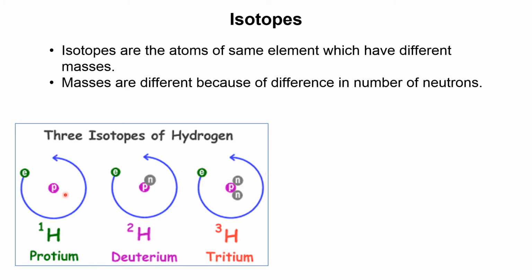Here for H1, that is protium, it is 0. For deuterium, it is 1. And for tritium, there are 2 neutrons. So these are 3 isotopes of hydrogen.